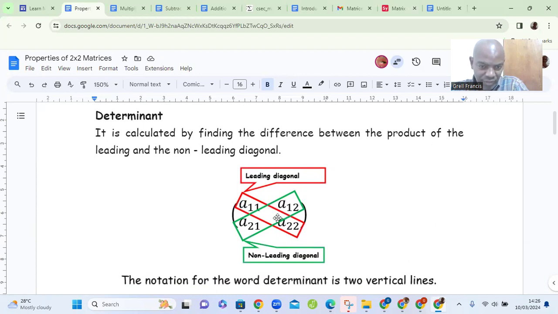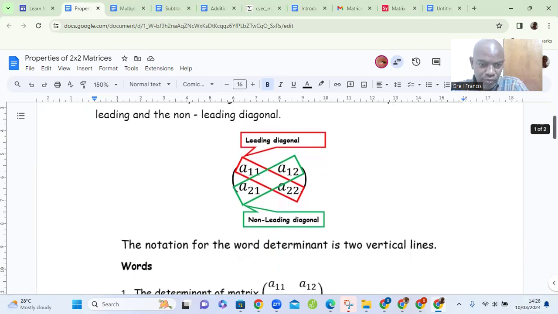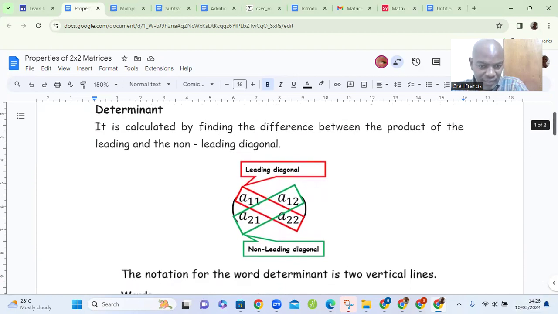And a non-leading diagonal will start from down and go up diagonally. And as you can see, it is from the element in the second row, first column, going up to the first row, second column. So you multiply those two elements. As you can see, they are color coded. A11 times A22 minus A21 times A12, because that's what difference means, the difference of the products. And that is called a determinant.